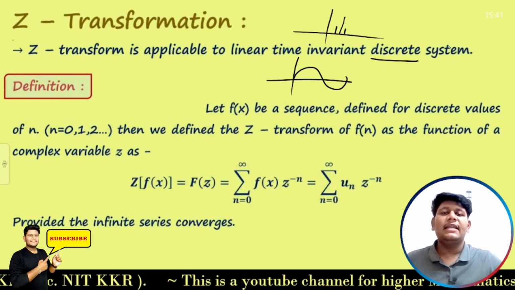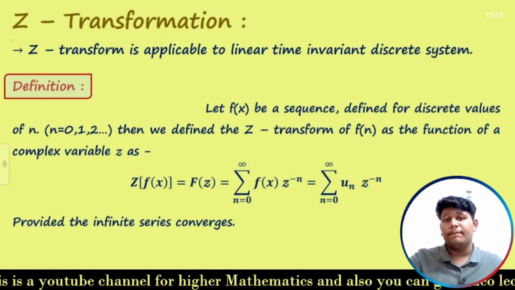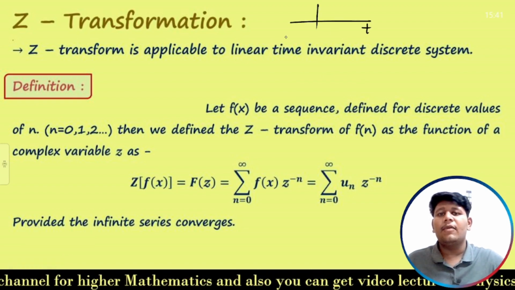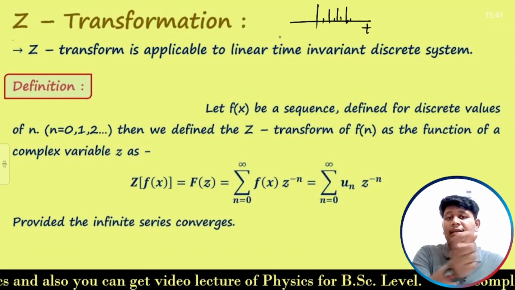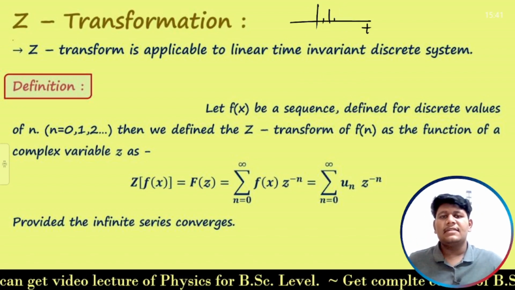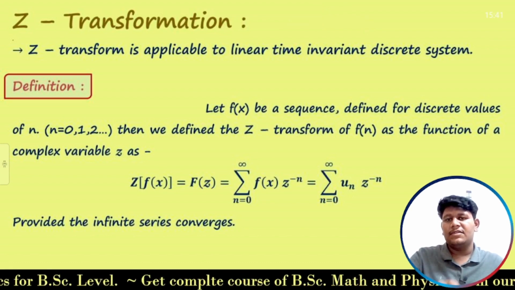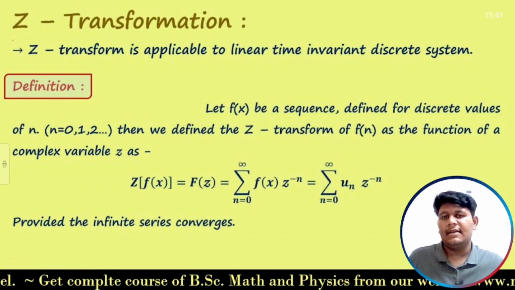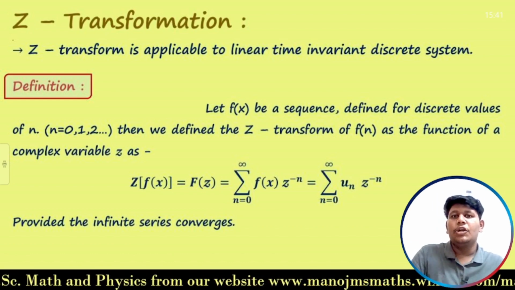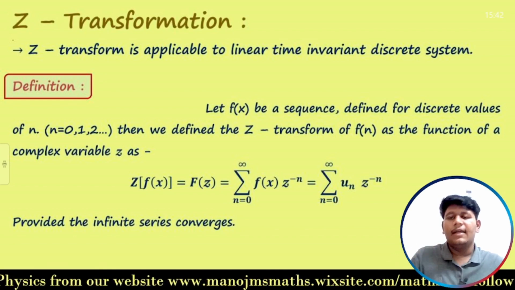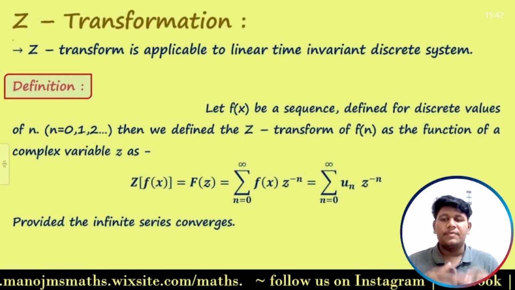For a discrete system with respect to time, if we have time on the x-axis, then this type of system is known as a time invariant discrete system, and the transform is applicable to it. The main use of this transformation is in signal analysis, signal transitions, and calculating the signal frequency. In that case, we use the Z transformation.